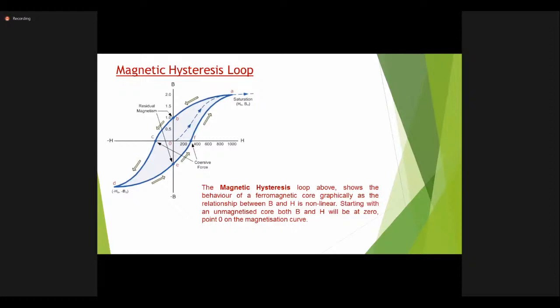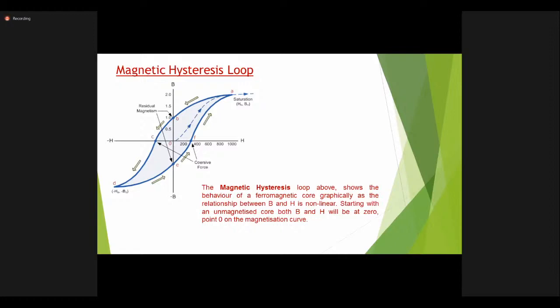So you have started at point O, but it will never be possible to come back to the point O. For a ferromagnetic material, between B and H, increasing H and B or increasing B and H, if you plot a graph, one of them will always be leading and one of them will always be lagging.